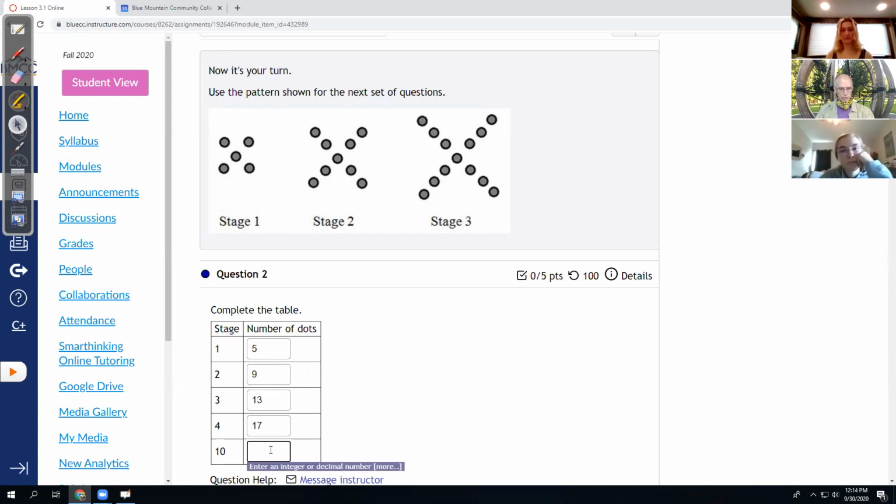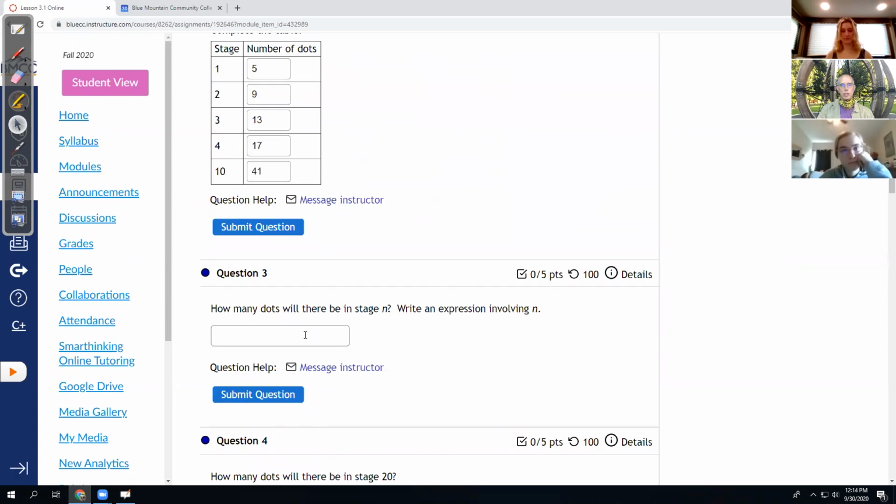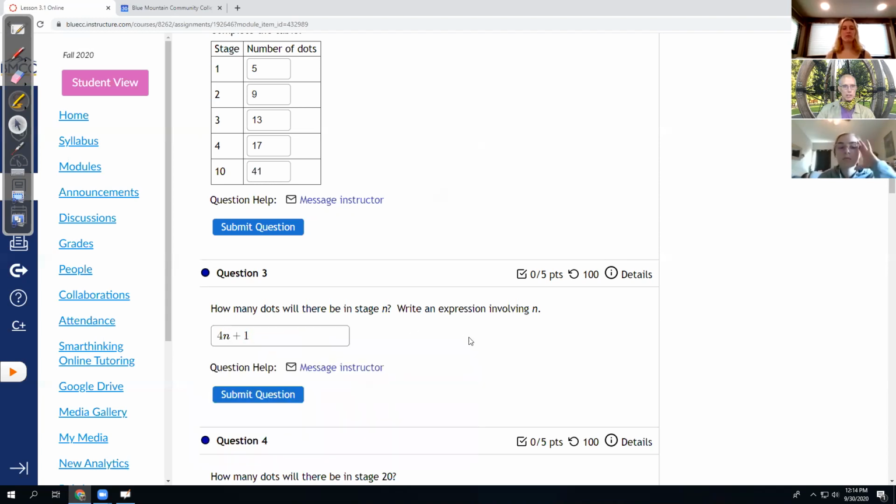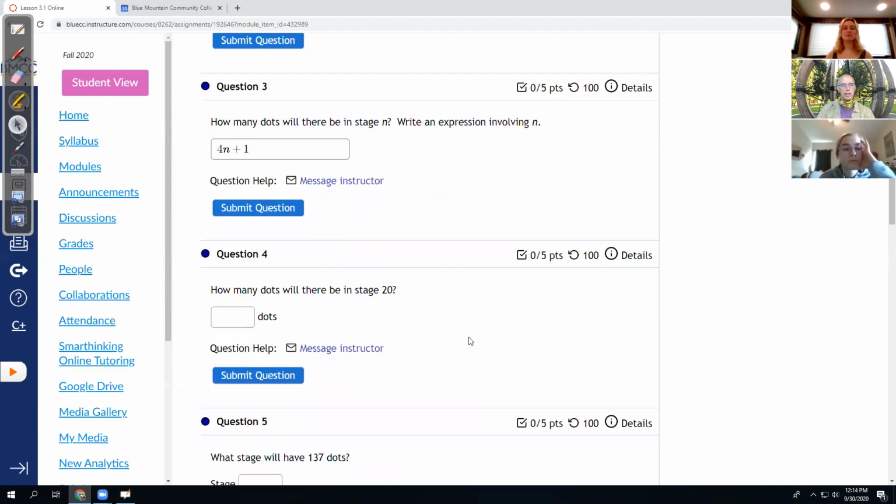And this one's going to be, I think, 41, if I got that right. And then what's the formula for n? I believe that's 4n plus 1. I could either just type 4n plus 1, or I could put a times in between with the asterisk on the keyboard. And then how many dots will be in the 20th stage?